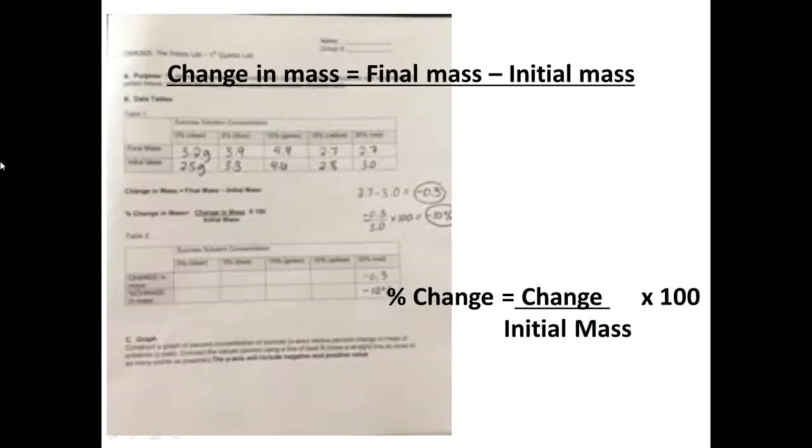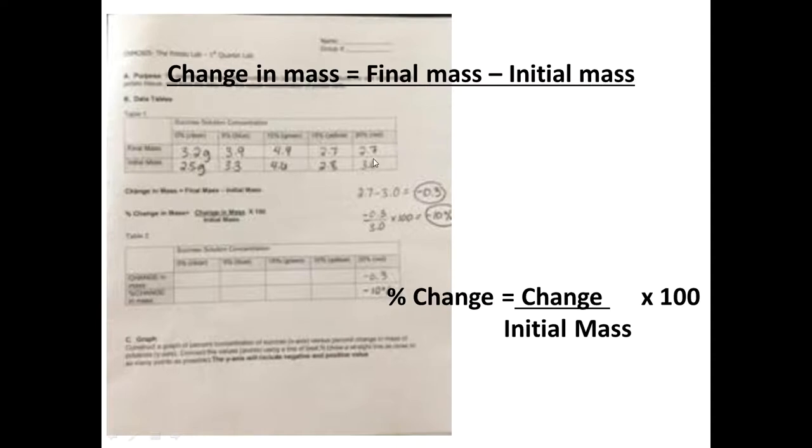So to do this math right here, you're going to calculate what the change in mass was. We want to know how much the potato changed in mass. Did it gain only a little bit of water compared to how big it was? Did it lose a ton of water? What percent change did it have? So we have to do 2 calculations to do this. Okay, first we have to do the change in mass. We're going to subtract final mass minus initial mass.